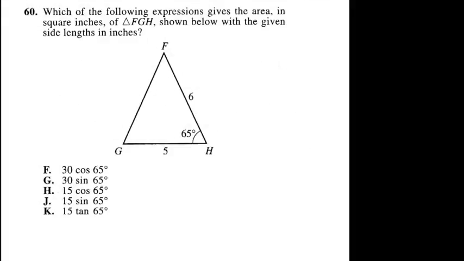Which of the following expressions gives the area in square inches of the triangle shown below with the given side lengths in inches? Whenever they want the area of the triangle, we start with our formula: 1/2 base times height. Now we're in luck here, they gave us the base as a 5, so it's going to be 1/2 of 5 times the height. Now we need the height.